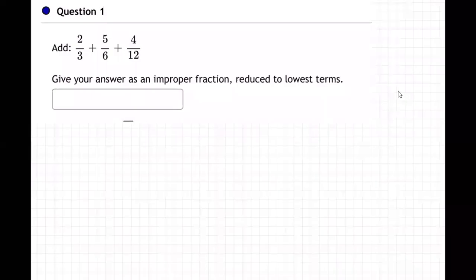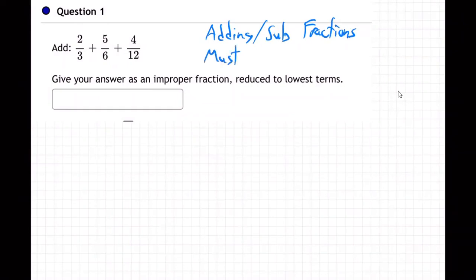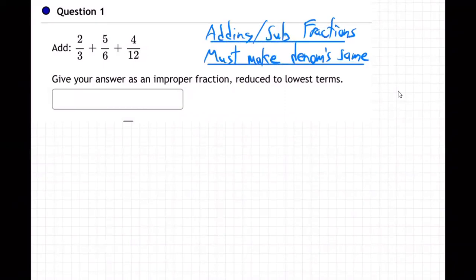Okay, so remember that when we are adding, subtracting fractions, we must make the denominators the same, common denominators, right? So for adding, subtracting fractions, you must make the denominators the same.